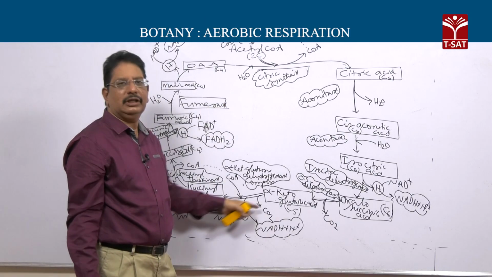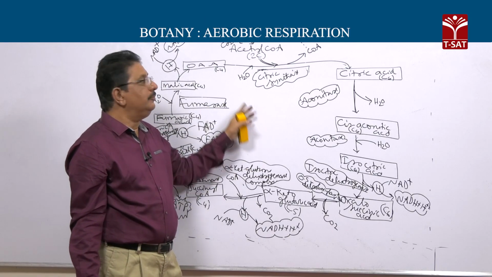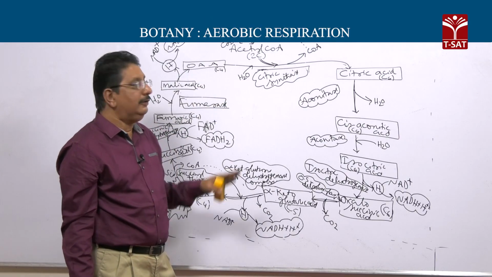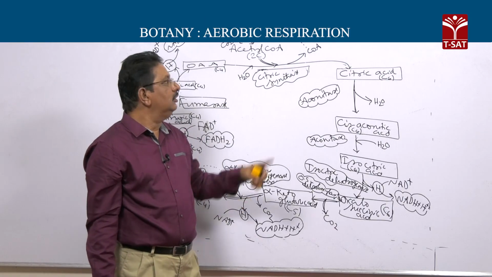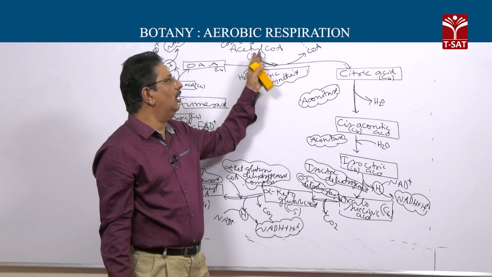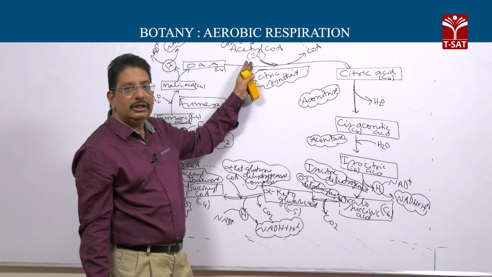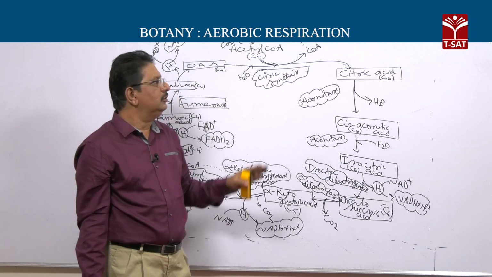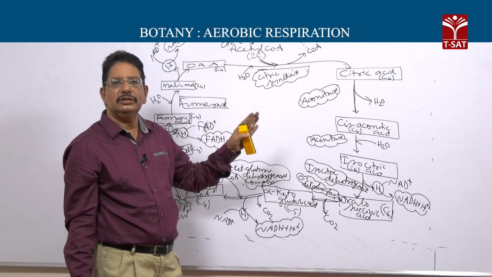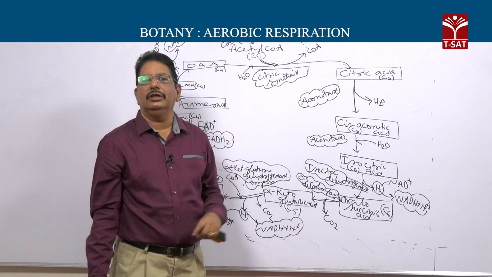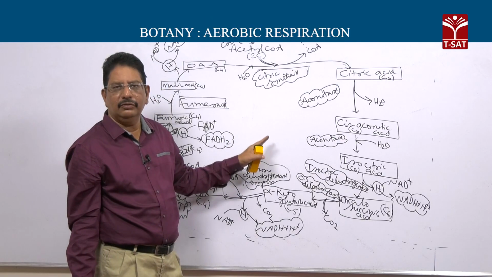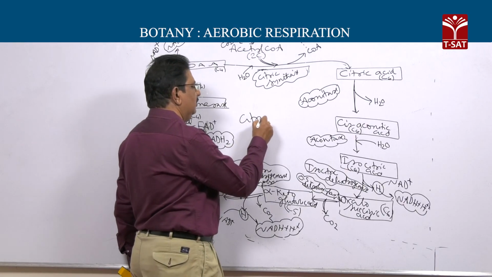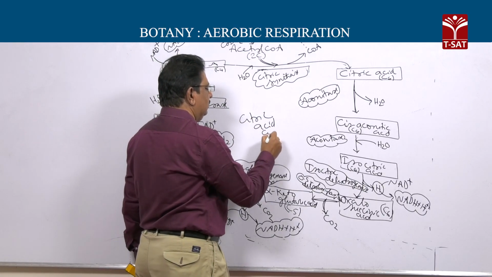For continuous occurrence of this pathway, a continuous supply of OAA is mandatory. If OAA is not available, then there is no further oxidation and decarboxylation of acetyl coenzyme A. So it is a mandatory one. That means OAA regeneration is as important as the aerobic cyclic pathway in mitochondria. So OAA must be regenerated. So this is called the citric acid cycle.